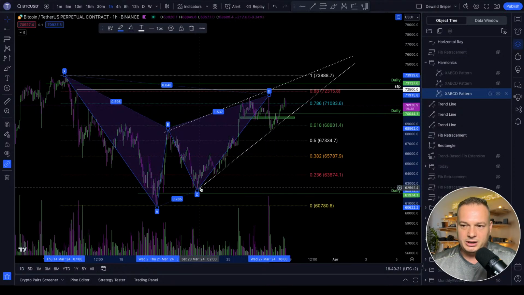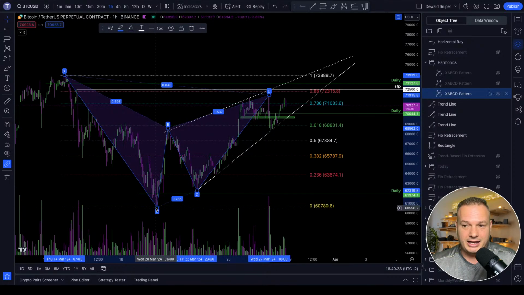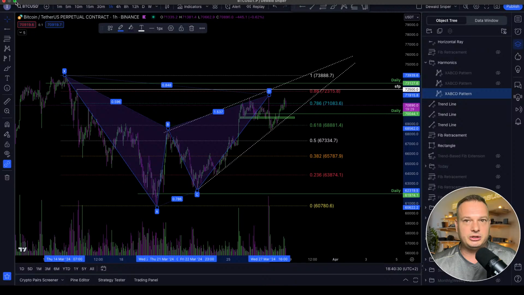Then the C point is higher than the A point. It has to be higher than the A point, and it has to be between the 0 point. Let's grab this again. Let me show you.